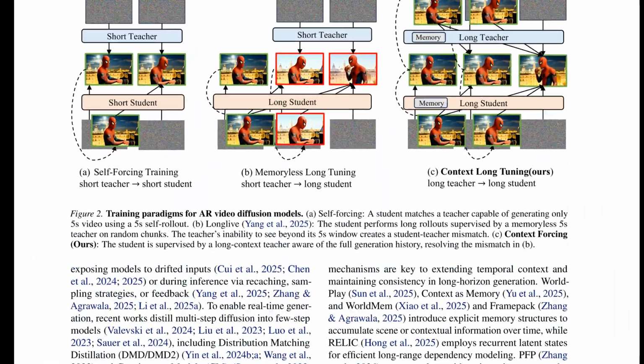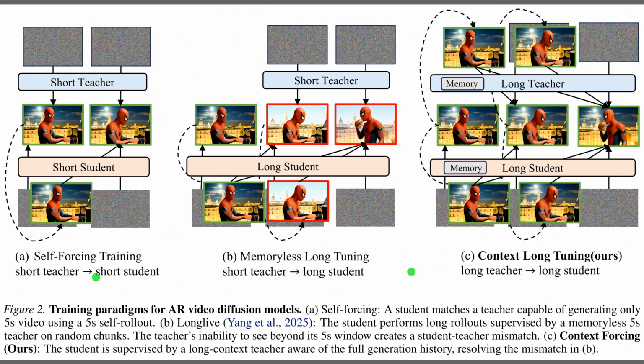Figure 2 details the training mechanics behind this difference. Panel A shows the standard setup, where a short context teacher trains a short context student. The core problem appears in the middle panel, used by methods like long-live. Here, a long student generates extended sequences, but the supervising short teacher is memoryless, restricted to a 5-second window. This mismatch prevents the teacher from correcting long-term inconsistencies.